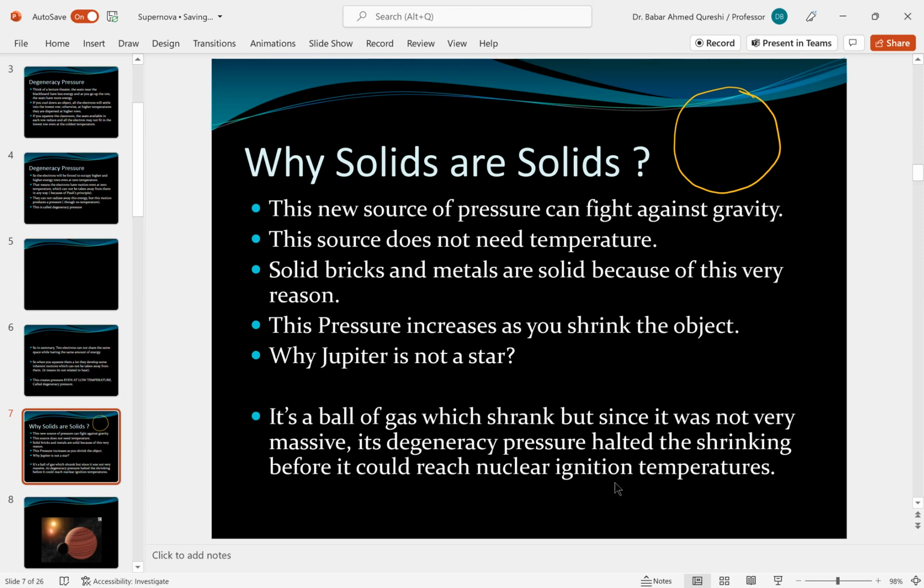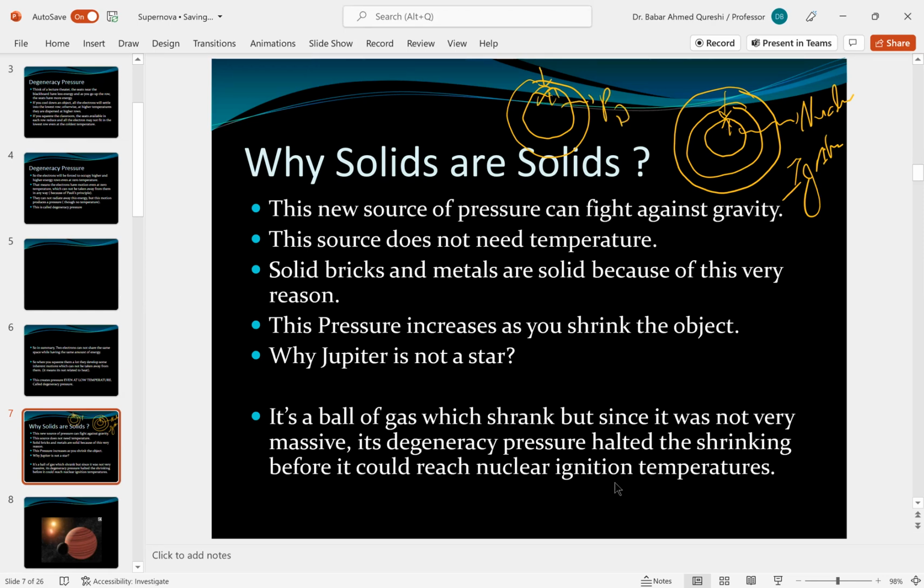So you start with this size, you shrink, and as you shrink, you heat up. Now there are two possibilities. Either as you shrink, you heat up, the degeneracy pressure is not able to stop the shrinking, and you reach nuclear ignition. The other possibility is that you shrink, you heat up, but before the nuclear ignition starts, the degeneracy pressure balances the gravity. So it depends on which one happens first.